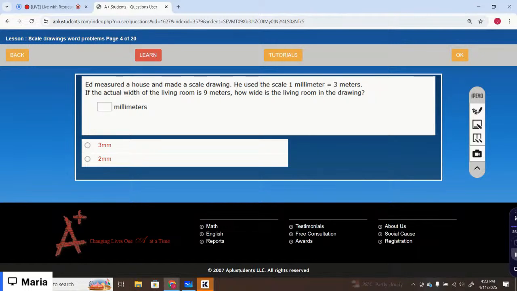Someone measured a house and made a scale drawing. We use the scale 1 millimeter equals 3 meters. If the actual width of the living room is 9 meters, how wide is the living room in the drawing? So, which is the correct option?